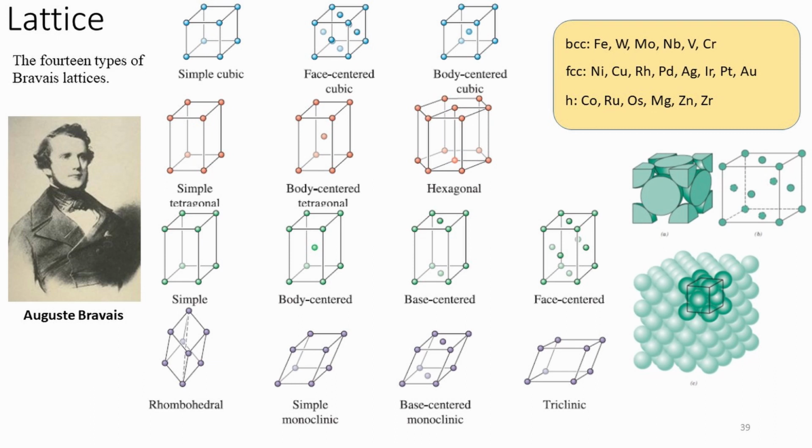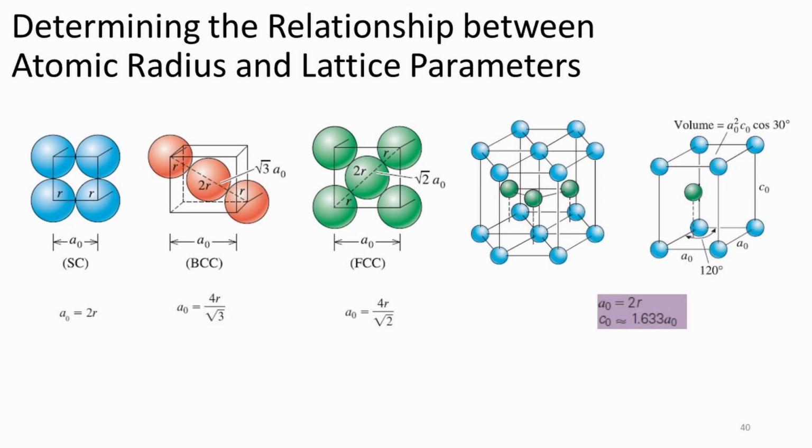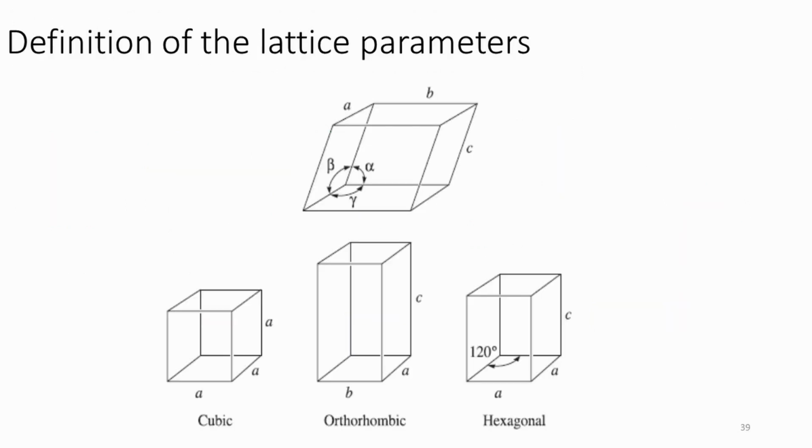We have a total of 14 distinct arrangements of lattice points. These unique arrangements of lattice points are known as the Bravais lattices. Lattice points are located at the corners of the unit cell and, in some cases, at either the face or the center of the unit cell. The lattice parameters, which describe the size and shape of the unit cell, include the dimensions of the sides of the unit cell and the angles between the sides.